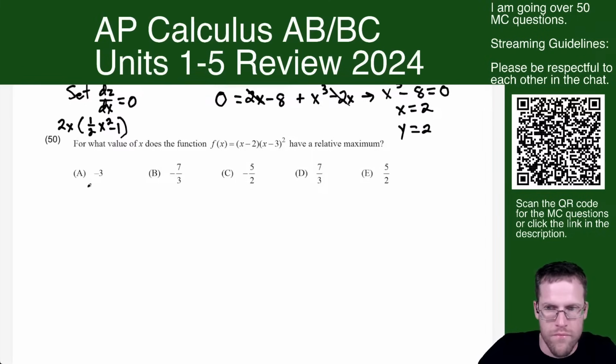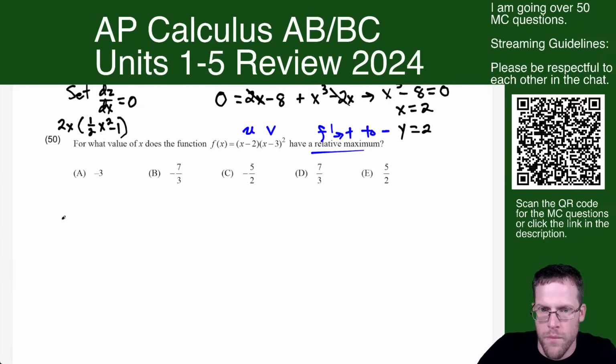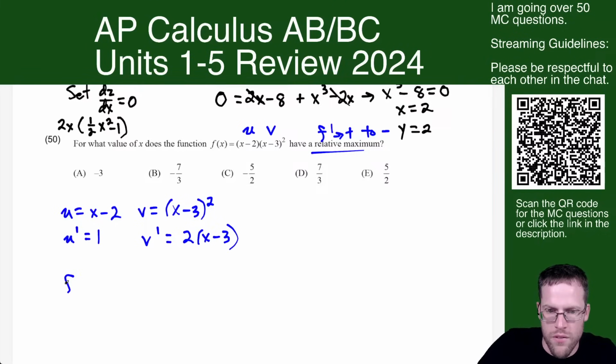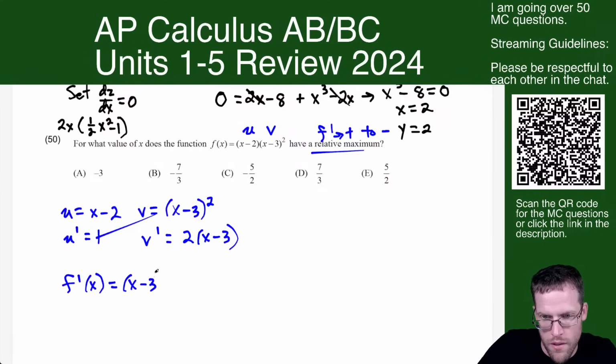All right. So here, relative max, f prime goes positive to negative. Here, we're going to use the product rule. I'm going to say u equals x minus 2 and v equals x minus 3 squared. So u prime is 1 and v prime is 2 times x minus 3. So algebra skills, here we go. At the end, we're going to need algebra. u prime v is x minus 3 squared, and then plus, we have 2 times x minus 3 times x minus 2.